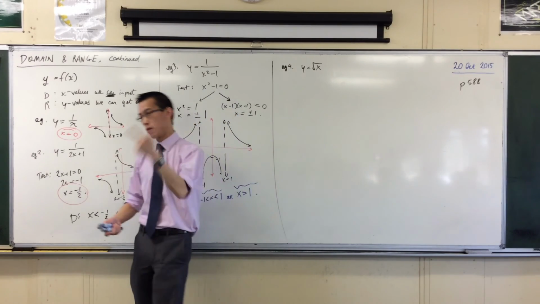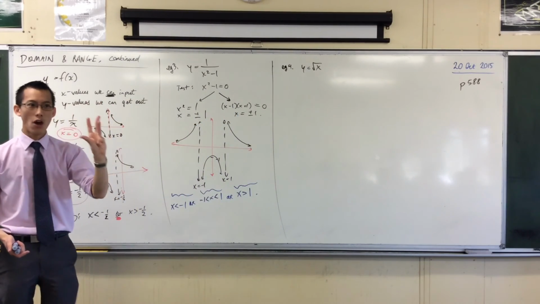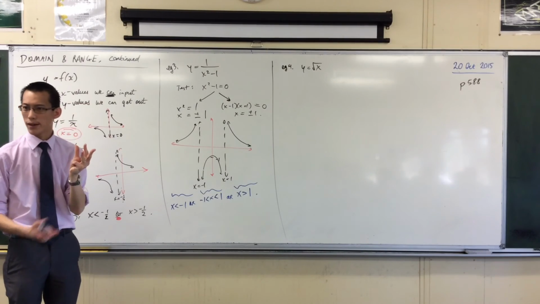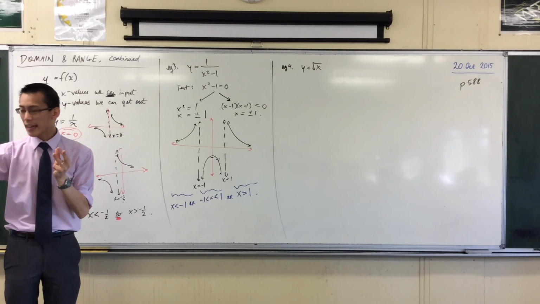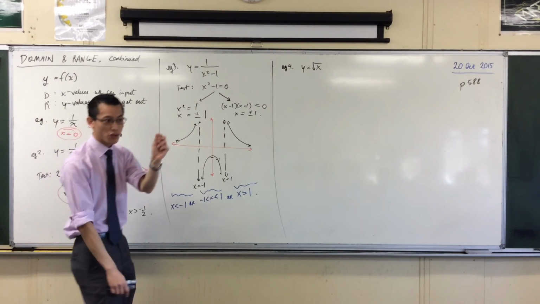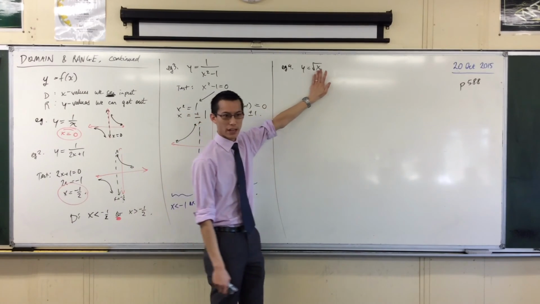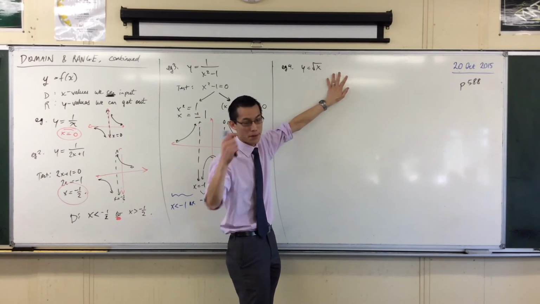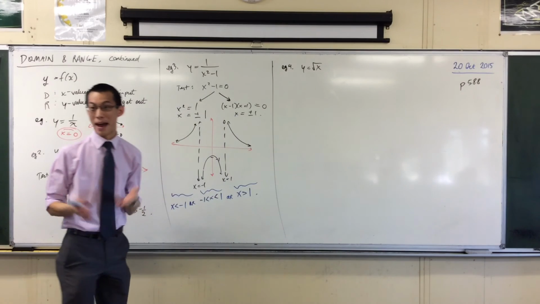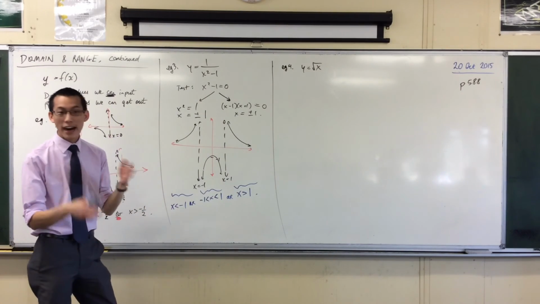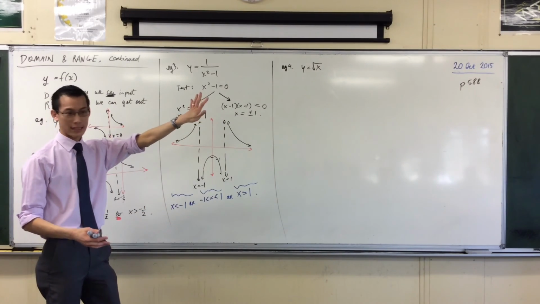0 is okay, 1's okay, 2's okay, 3's okay. What numbers aren't okay? What numbers can't I put in there? It's negatives, isn't it? The second you go negative, like -1, -2, -3, you're in trouble. You can pop it into your calculator and it will very dutifully tell you math error. We can't deal with square roots of negative numbers, at least not for now.